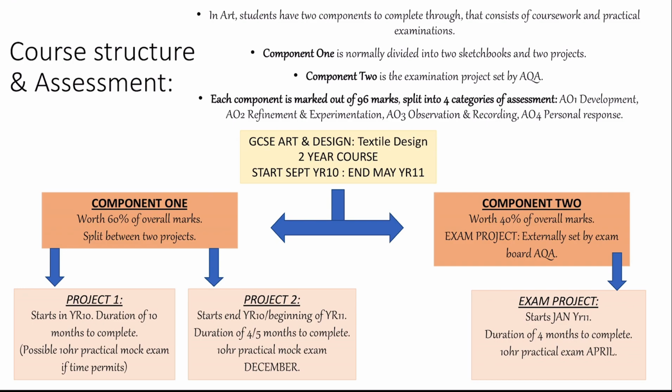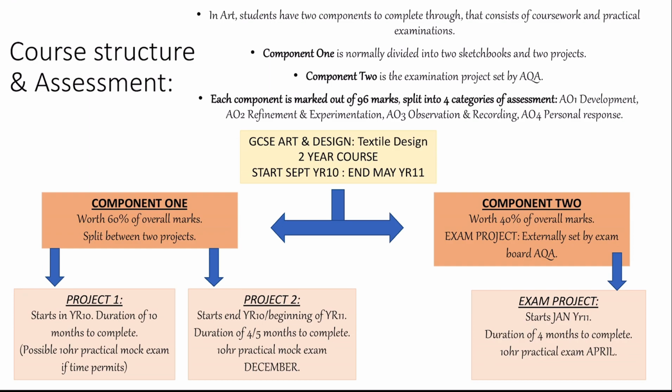Project 2 starts at the end of year 10 and goes into the beginning of year 11. For Project 2, students should be able to implement some of the understanding and knowledge that they've acquired through the more guided approach of Project 1, and begin to work slightly more independently in developing their own ideas from a given starting point. At the end of that project, around Christmas of year 11, we put in place a mock practical exam for them to create their outcome, to give them a real understanding of how the final exam will run in the April time of year 11.